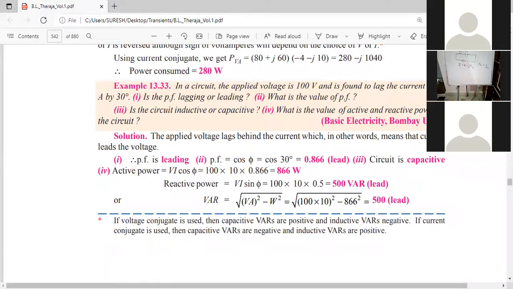If current leads the voltage, what is the circuit? RL or RC? RC circuit. Well done. If current is leading the voltage, the circuit is capacitive.